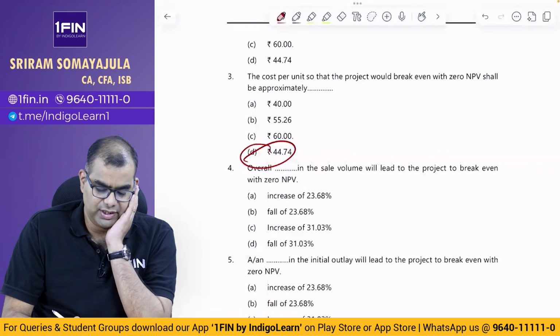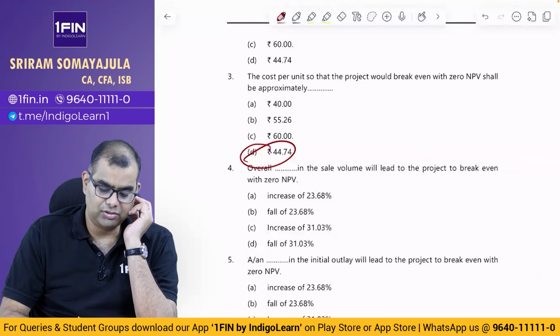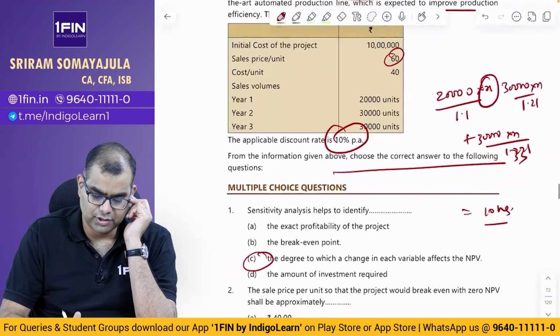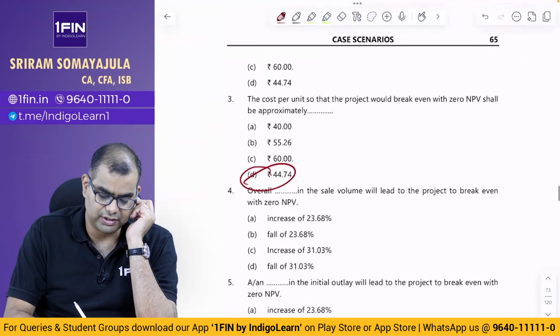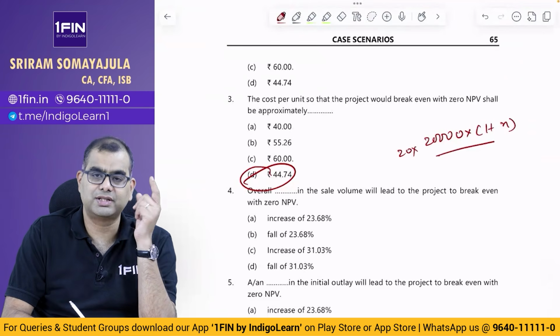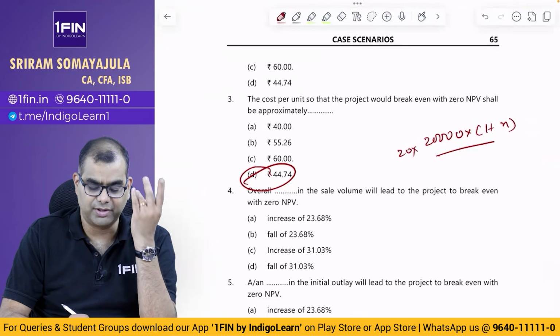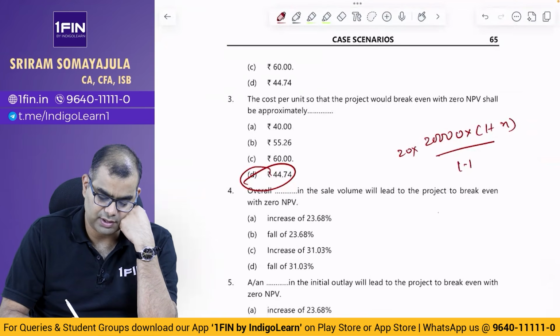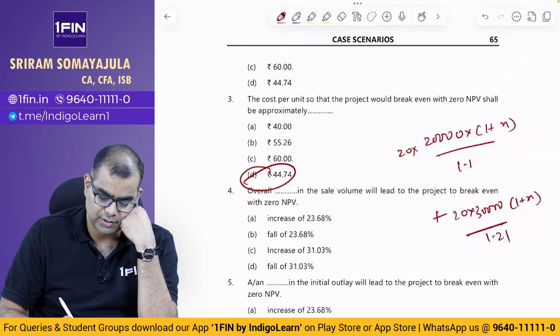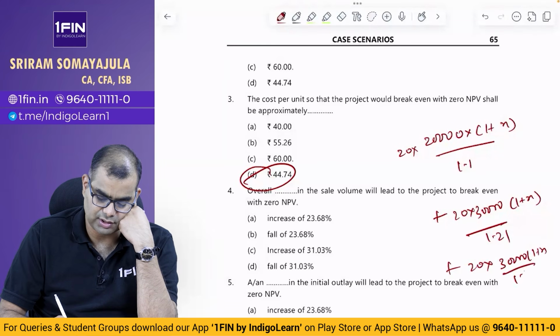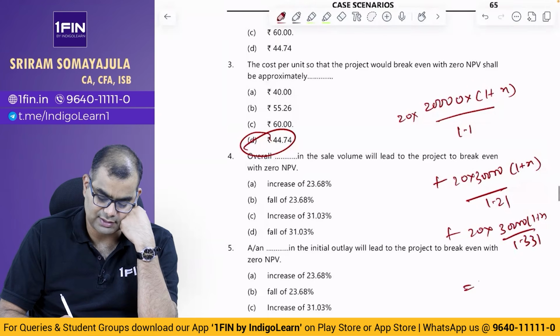Overall drop in sales volume will lead to the project breaking even with 0 NPV. Now, if you look at this, if you maintain 20,000 into 1 plus x into 20, assuming the same contribution, which is 60 minus 40, divided by 1.1, plus 20 into 30,000 into 1 plus x divided by 1.21, plus 20 into 30,000 into 1 plus x divided by 1.331 is equal to exactly 10 lakhs.